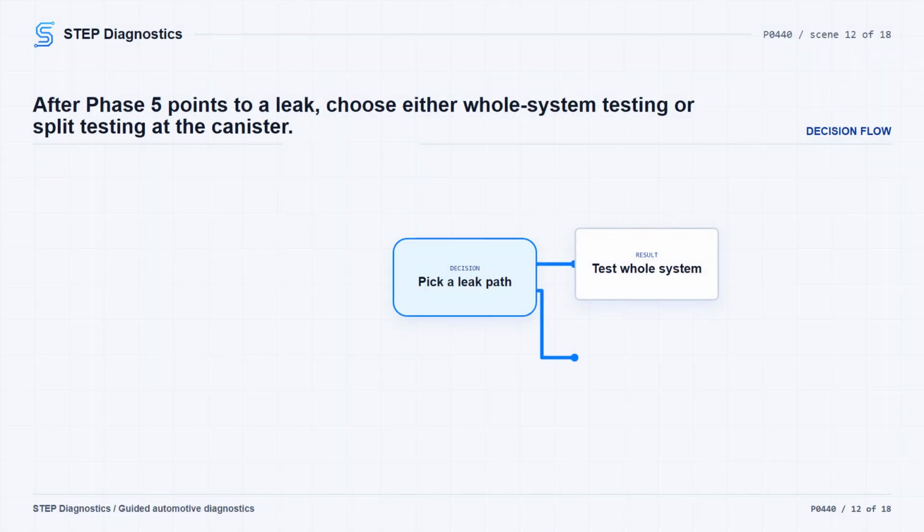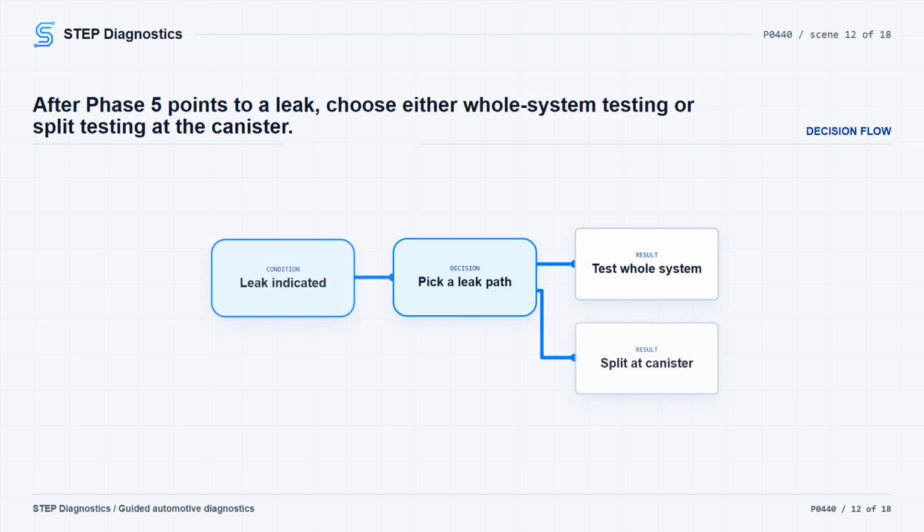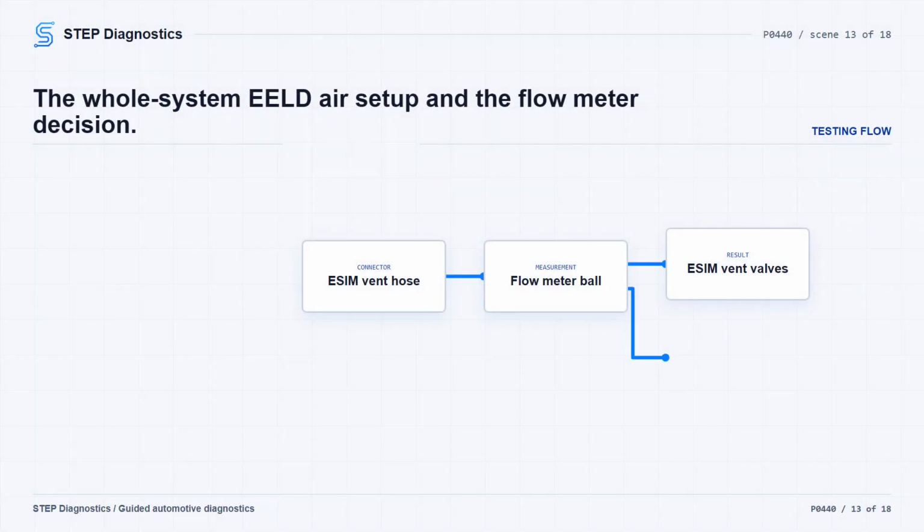If Phase 5 points to a leak, choose how you want to isolate it. You can test the whole EVAP system as one assembly, or you can split the system at the charcoal canister and test each side. Either approach is valid. Just keep the decision clean so the readings point you in the right direction. For the whole system method, use the yield kit and accessory 8440C.